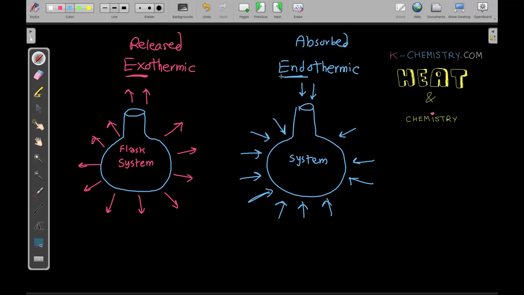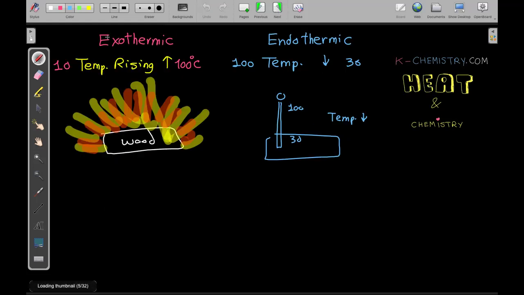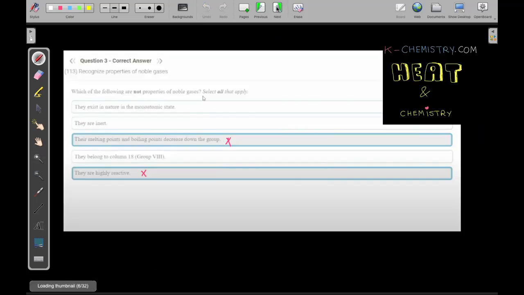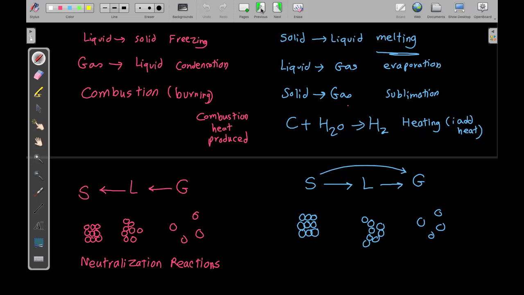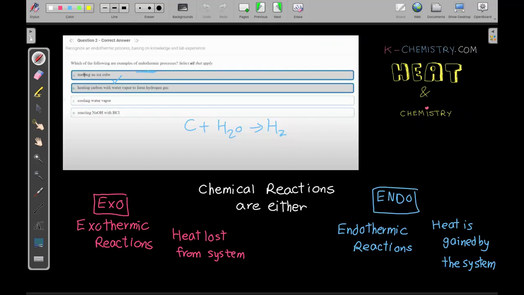So, for any reaction where the temperature is rising, you'll see that 10 has changed into 100. This is exothermic. And if it is 100 into 30, this means the temperature has dropped, so it's called an endothermic reaction. So what are examples of the reactions which are endo and exo? He's asking, is it melting an ice cube, or heating carbon with water vapor? How am I going to know that?